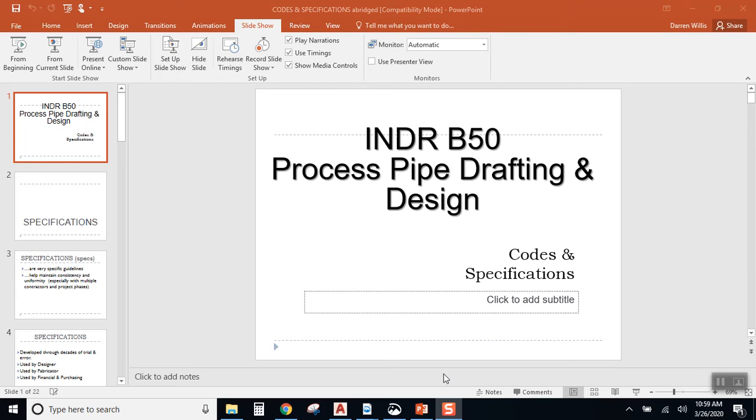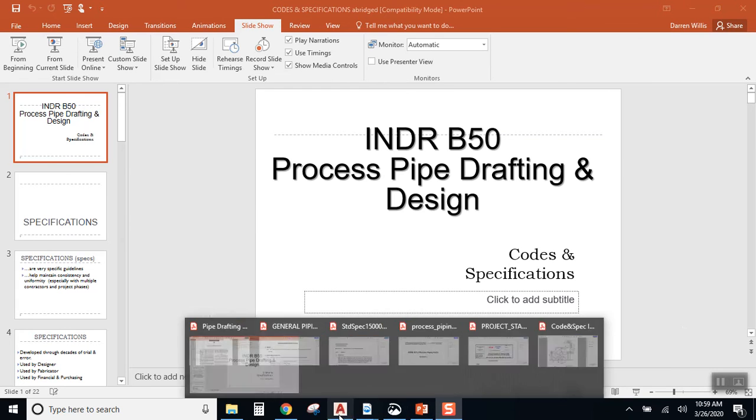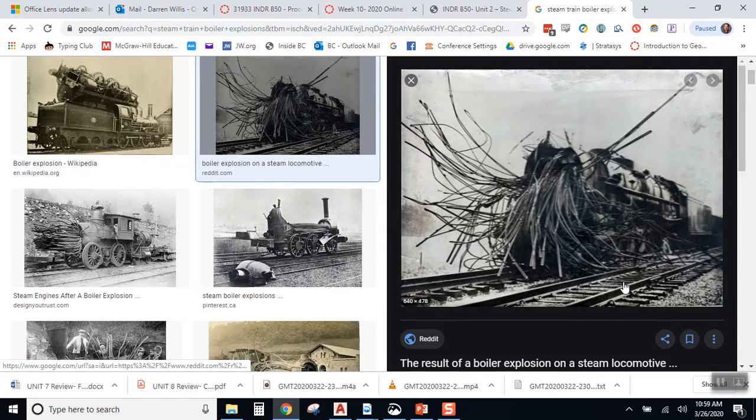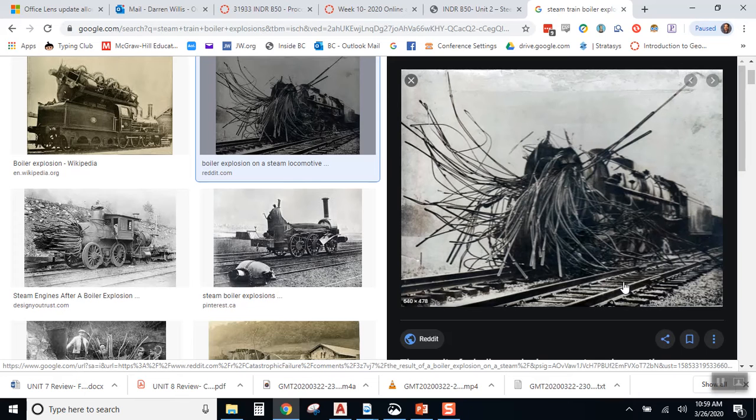Okay, welcome to our discussion on Chapter 8, Codes and Specifications. Before we begin the discussion, we can take a look at some online imagery. A lot of people don't realize this, but when we hear the term engineering, it probably brings something specific to our mind. But look at the root word: engine, right?